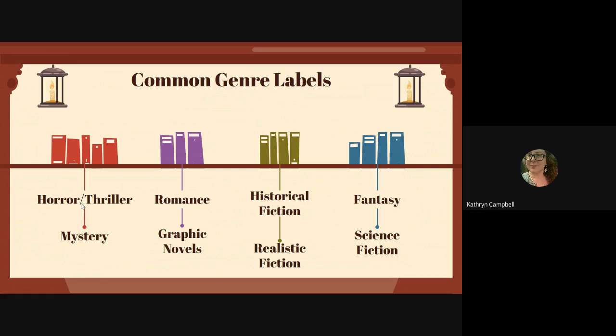One consideration is making sure that your categories are broad enough that they can serve for multiple things. Like, for example, my librarian decided to do a horror thriller category. So it wasn't just horror books that went in there, but also like thriller or suspense type books. There was a mystery category, romance, graphic novels, historical fiction, realistic fiction, fantasy, science fiction, those sorts of things. So you want to make sure you have enough categories to cover everything, and that they're also broad enough to be inclusive.